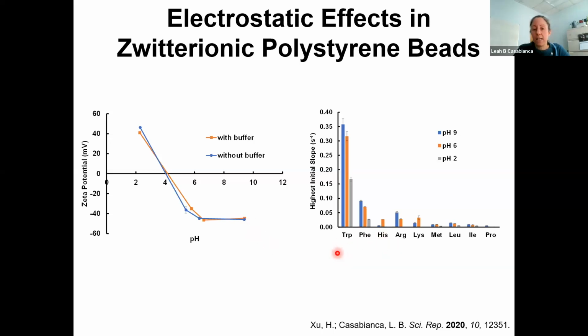Again, looking at the different amino acids and looking at the highest initial slope of the buildup curve for each amino acid, we saw that the aromatic amino acids had the strongest interaction with these polystyrene nanoparticles. And the next highest interaction was among the positively charged amino acids. But importantly, these positively charged amino acids do not show any STD effect at pH 2, where the polystyrene nanoparticles are also expected to be positively charged. So this is showing again that electrostatic effects are important as well in driving the binding or the interaction between small molecules and polystyrene nanoparticle surfaces.